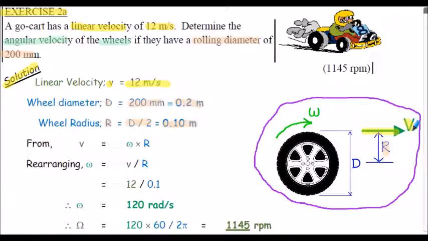So knowing the linear velocity of the wheel, v, knowing the radius, we'll be able to calculate the angular velocity of the wheel omega. So from v is equal to omega multiplied by r, we simply rearrange for omega, which is v divided by r. Inserting the values, the angular velocity is 120 radians per second, or converting into revs per minute, the angular velocity is 1145 revs per minute.